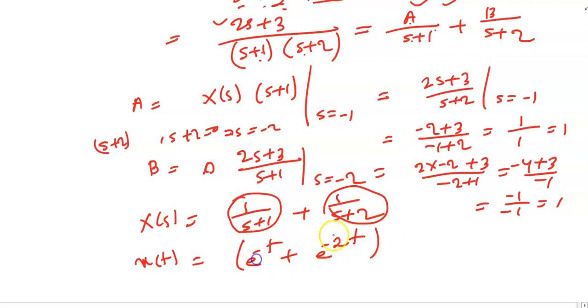And as usual, in network theory we are considering the systems to be causal and LTI. So you can write u(t), or t greater or equal to 0. So first of all, you need to learn the Laplace transform pair table.